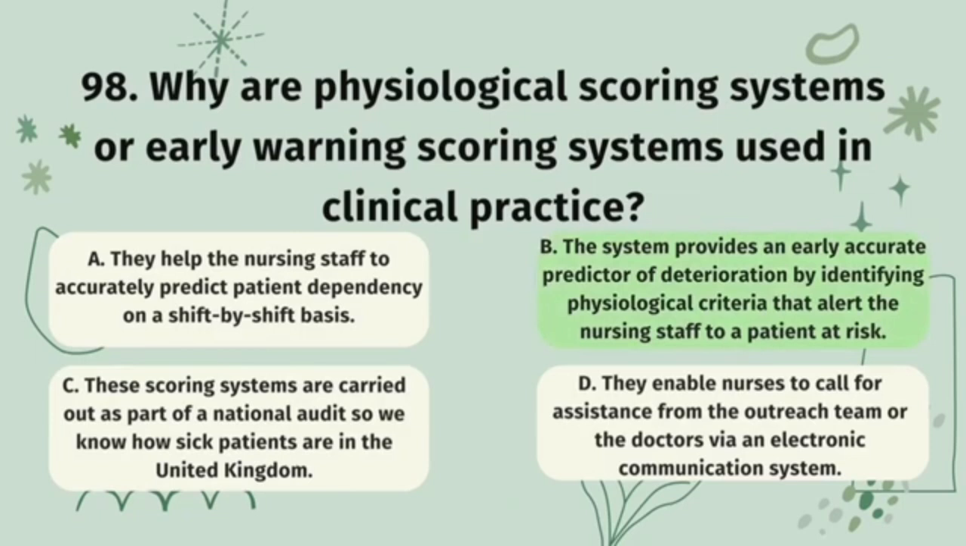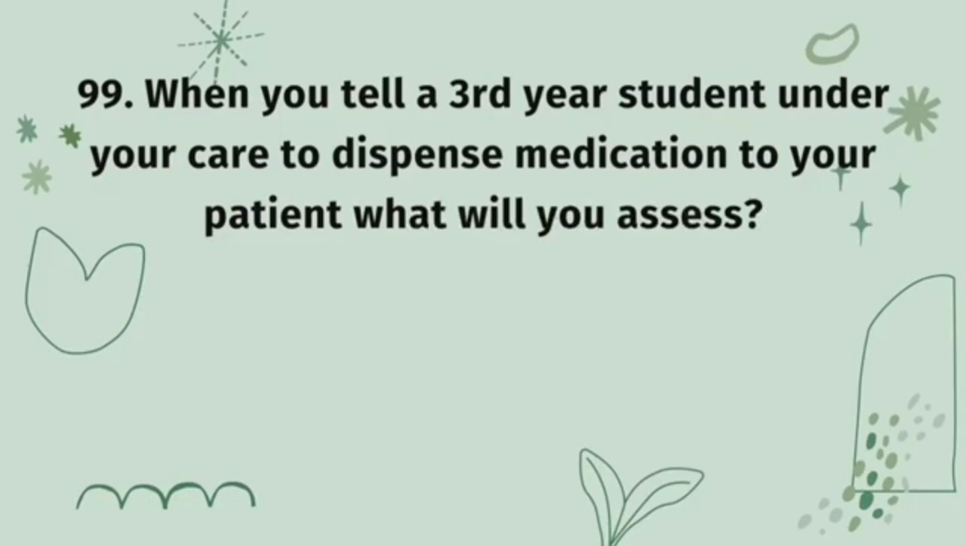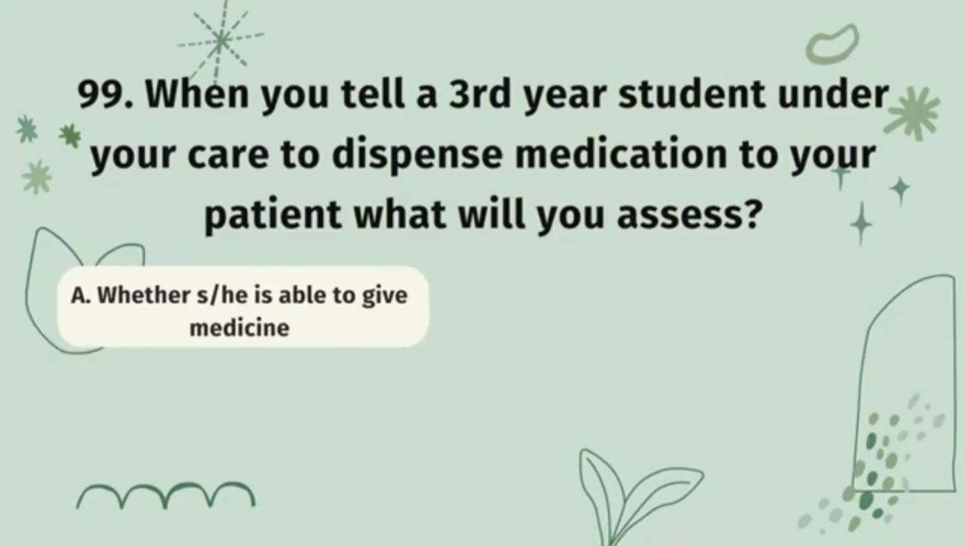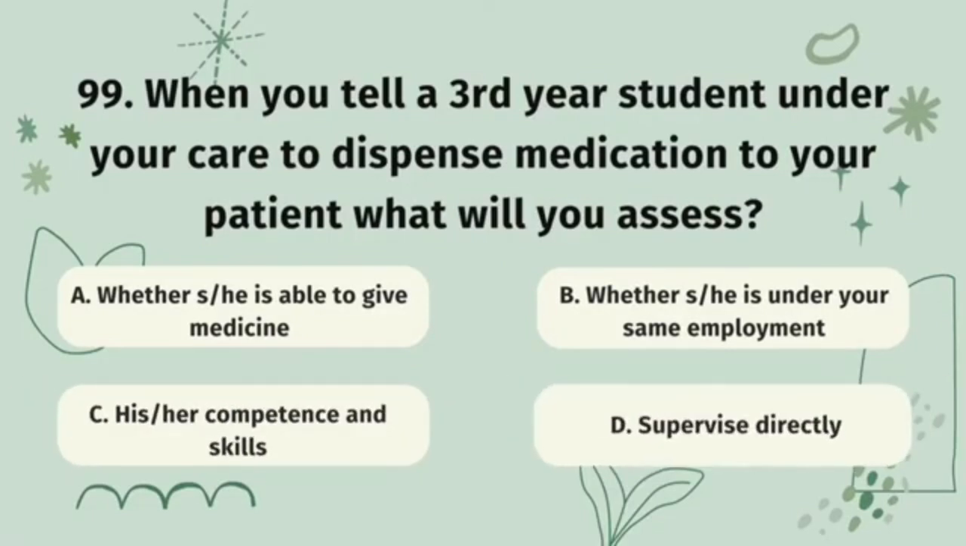The correct answer is B. Question 99. When you tell a third-year student under your care to dispense medication to your patient, what will you assess? Option A, whether OSCE, he is able to give medicine. Option B, whether OSCE, he is under your same employment. Option C, his or her competence and skills. Option D, supervise directly.